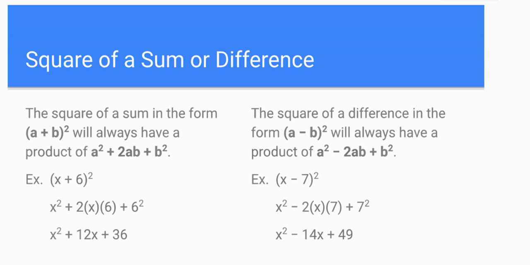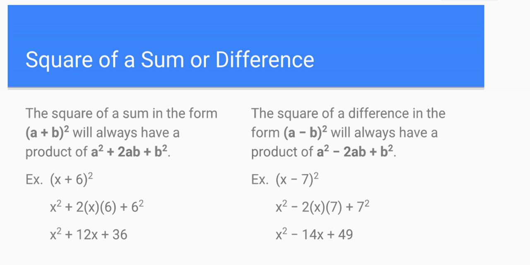So rather than necessarily FOIL something or use the table method, you could look at that and say, oh, okay, I'm squaring x plus 6. So I know I'm going to square x. I'm going to multiply 6 times x and then double it to get my middle term and then square that third term. And it's going to hold true every single time.